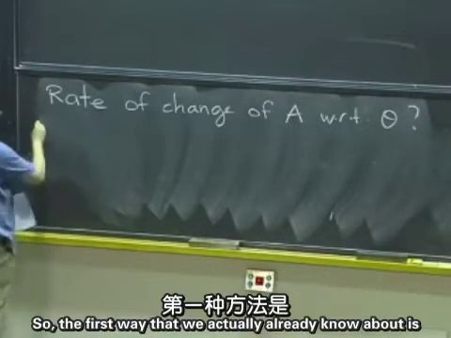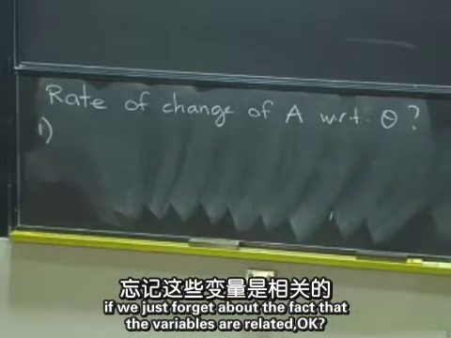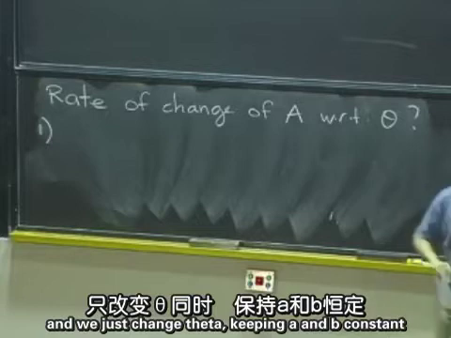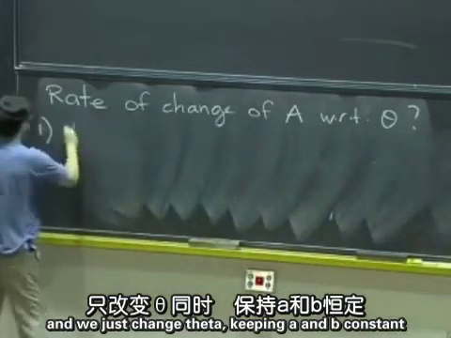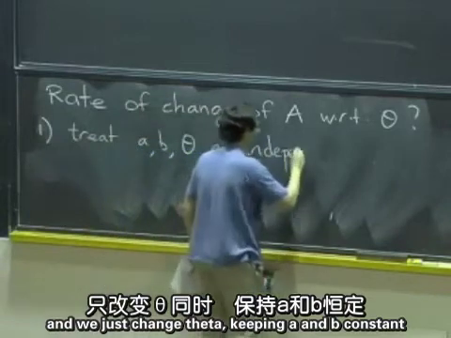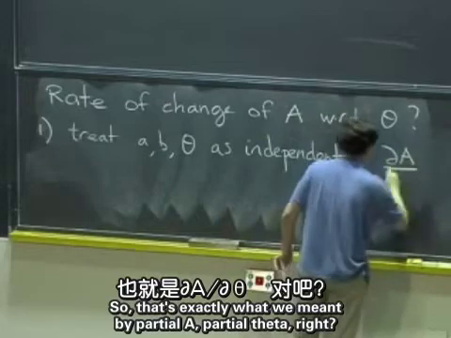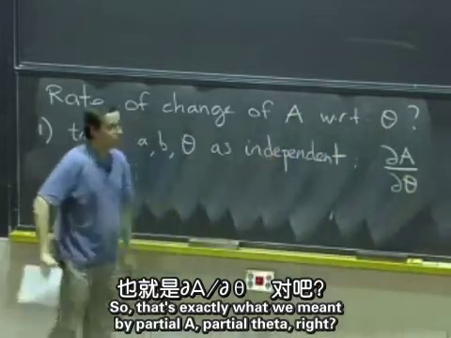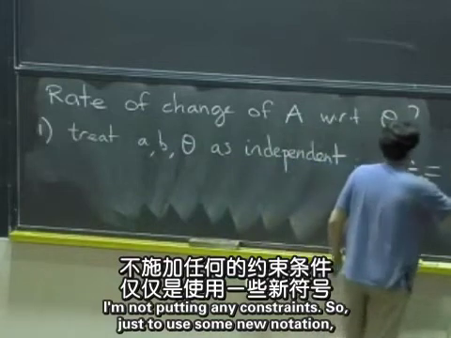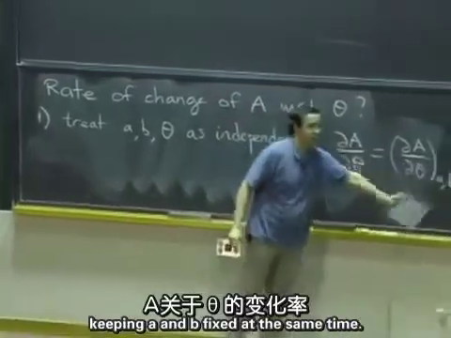The first way, which we already know about, is if we just forget about the fact that the variables are related. If we just think of little a, b, and theta as independent variables, and we just change theta, keeping a and b constant. That's exactly what we meant by partial A, partial theta. We are not putting any constraints. Just to use some new notation, that would be the rate of change of A with respect to theta, keeping a and b fixed at the same time.